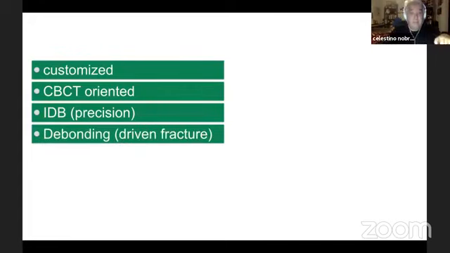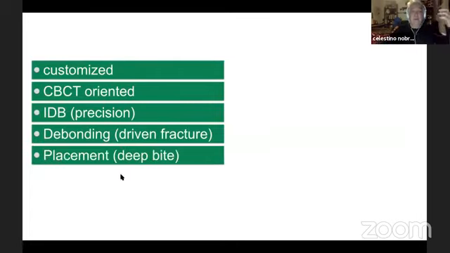The bonding is pretty simple. This is a ceramic bracket. It's printed in polycrystalline alumina ceramic. So the bonding can be an issue, but you have a driven fracture line. It's very, very easy to debond. You can understand that it doesn't matter if you have a deep bite.